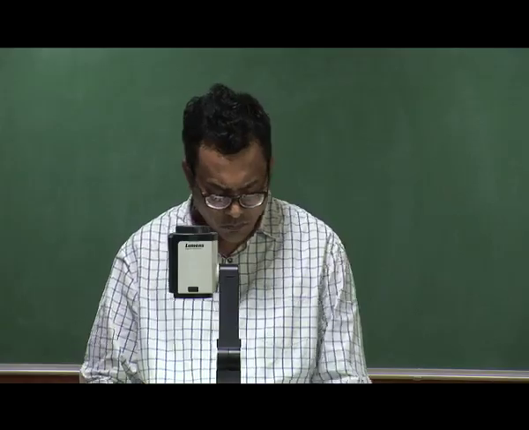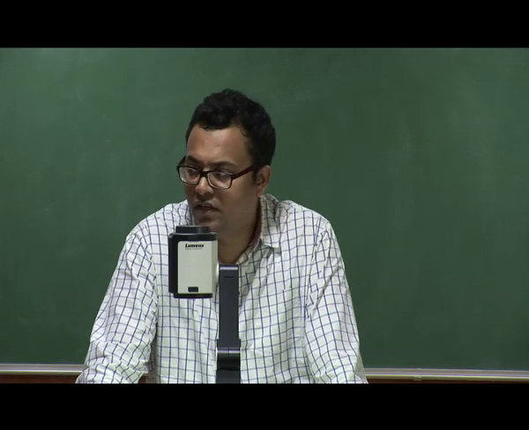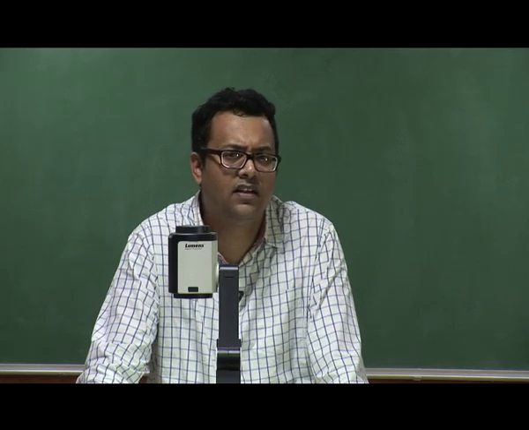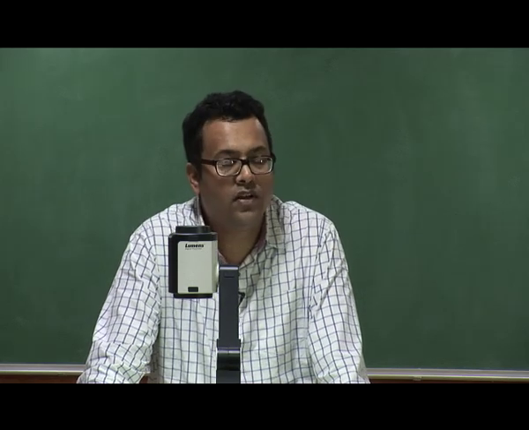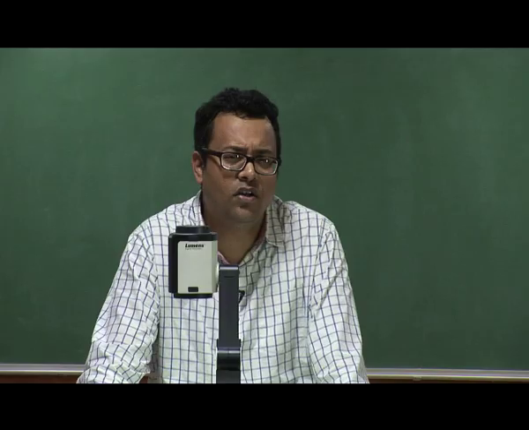So, we now move on to deriving an expression for the area of a triangle in terms of the lengths of the three sides. If we are given the lengths of the three sides, this particular formula, which is called Hero's formula, will help us to compute the area of the triangle.